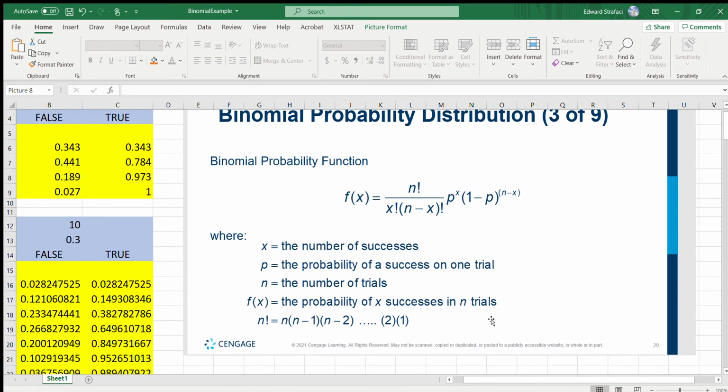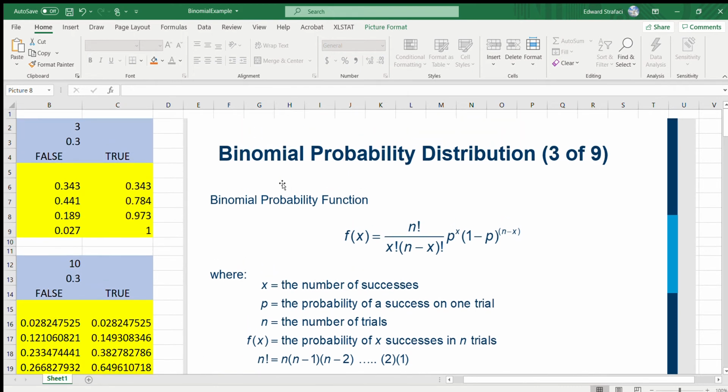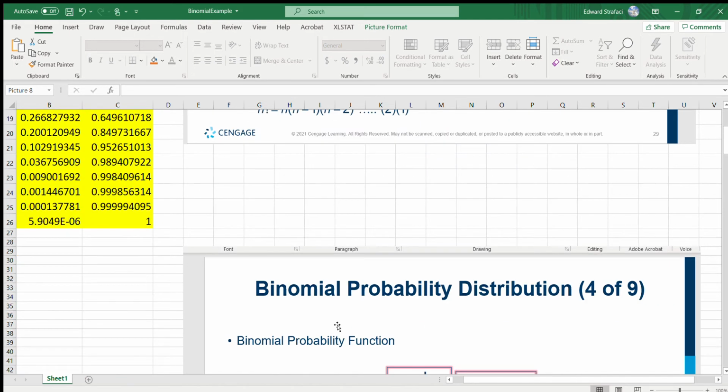And really, what a binomial probability distribution is, the word binomial means two, is that we can have two probable outcomes in a sequence of events. So two probable outcomes, a number of trials, and we can determine how likely we would have a success in a number of trials. So what do we exactly mean by that?